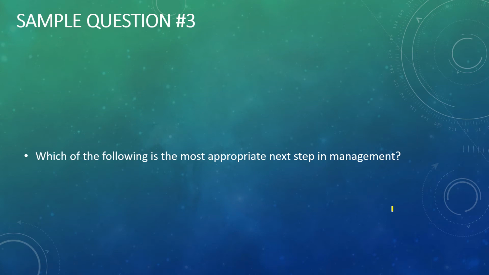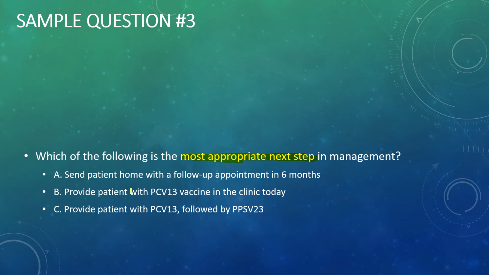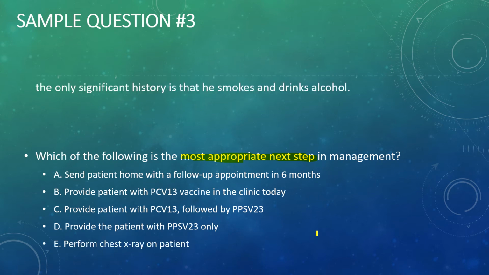Let's try a practice question then. Which of the following is the most appropriate next step in management? Most appropriate next step. That's what we're looking for. Send patient home with a follow-up appointment in 6 months. Provide patient with PCV13 vaccine in the clinic. Provide patient with PCV13 and then PPSV23. PPSV23 only. Or perform a chest x-ray on the patient.